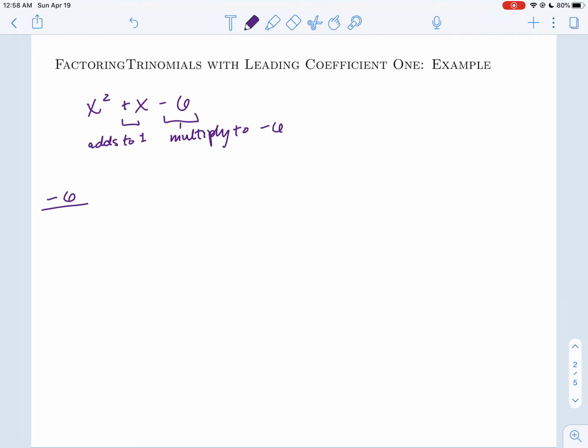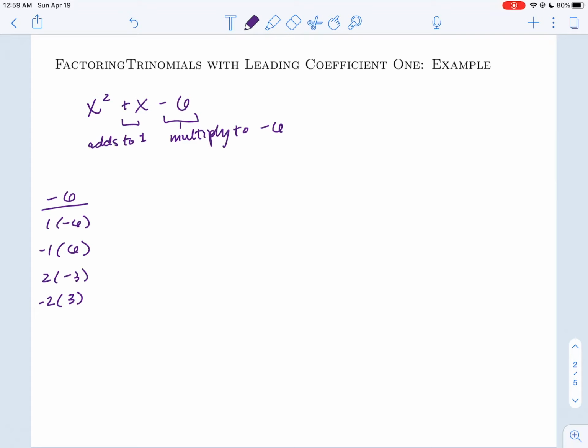So a lot of times off to the side, I'll create a little table for myself just to keep my thoughts organized. And I'll say, okay, what are all of my pairs of things that multiply to negative 6? So I could do 1 times negative 6 is an option. Negative 1 times positive 6 is also an option, right? That negative could be on either of the numbers. I could also do 2 times negative 3. And I could do negative 2 times positive 3. Those are all my options to multiply to that negative 6.